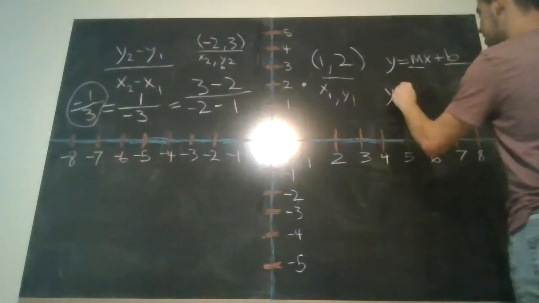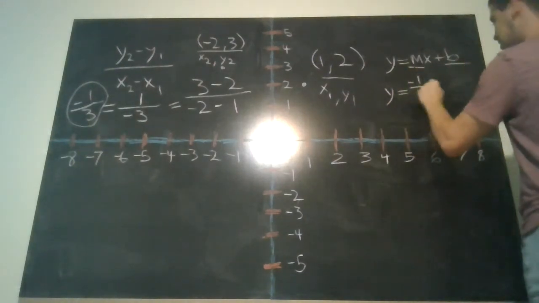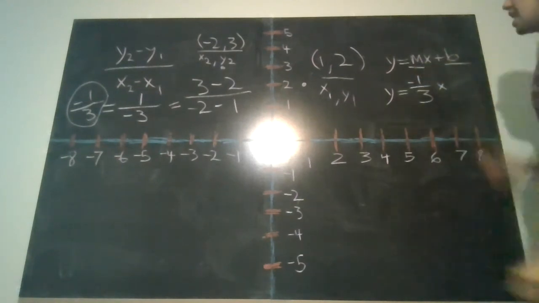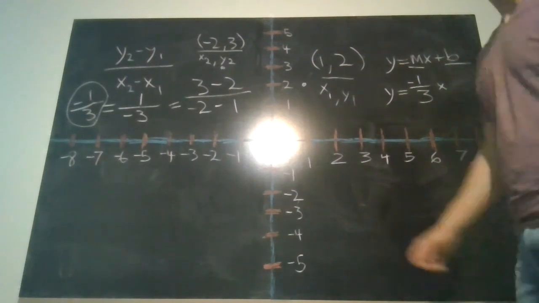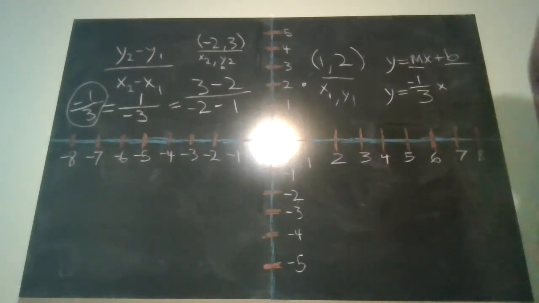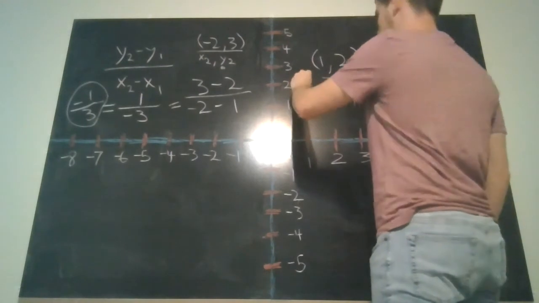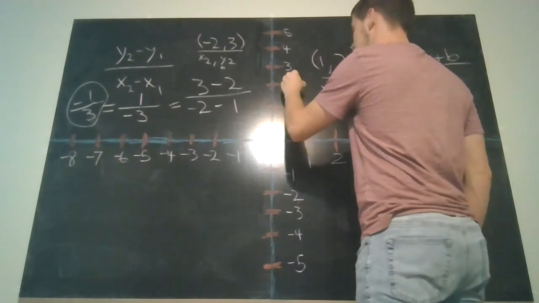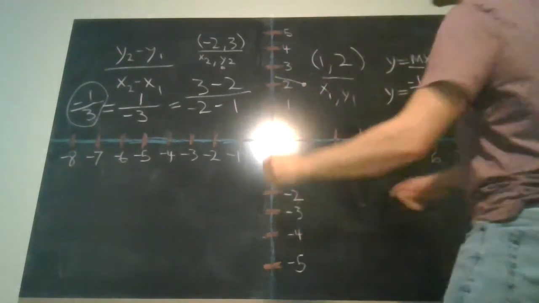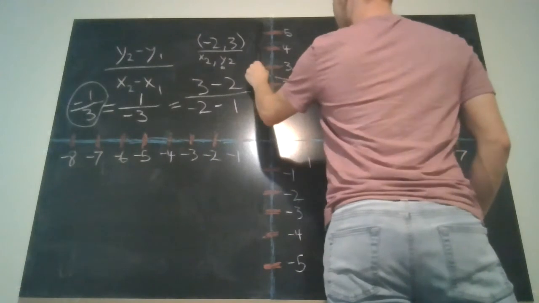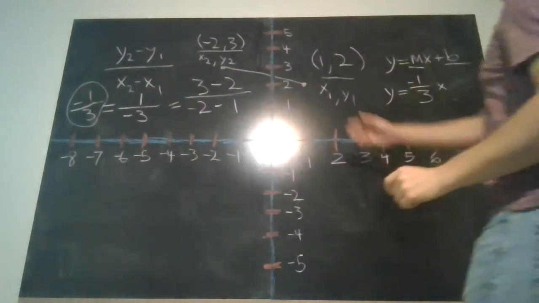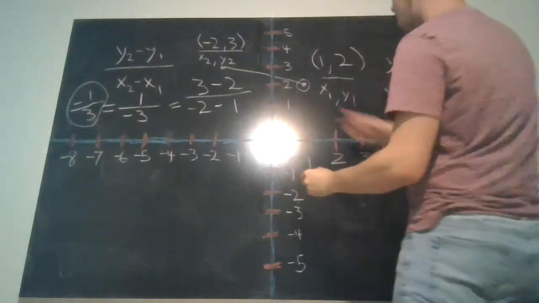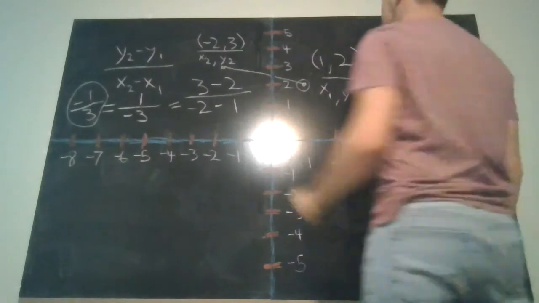So y equals -1/3 x, because we decided that m is the slope in this form. And then now we need to find the intercept. So if we have a line with a slope of -1/3 and we have a point at x equals 1, y equals 2, then we can follow that slope backwards to the point where it crosses the y-axis. And that crossing occurs 1/3 of a unit up, because x is going backwards by 1, y is increasing by 1/3.